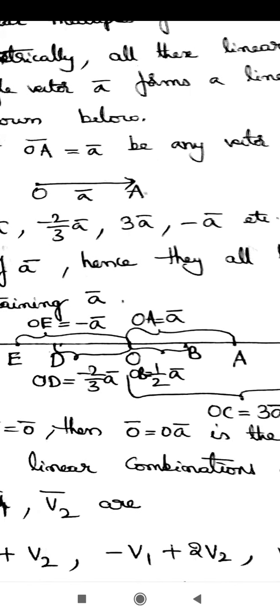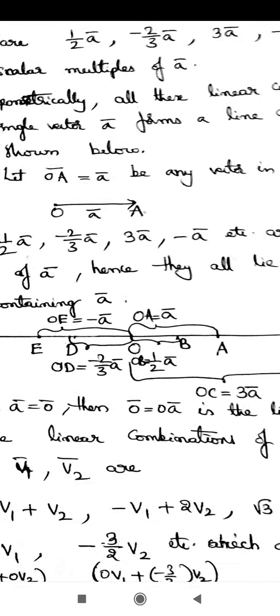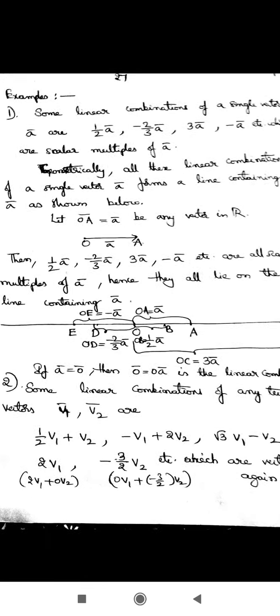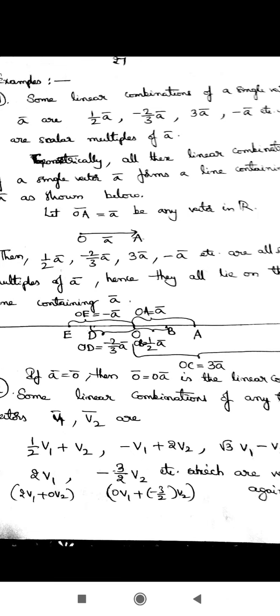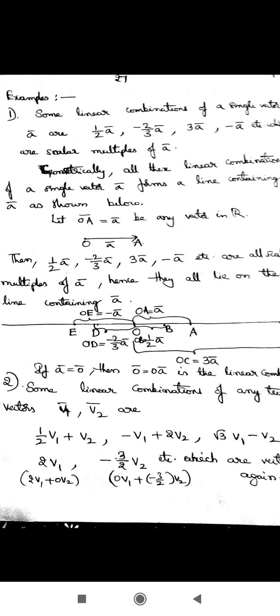We can also see that it has the same magnitude as OA, but it has the opposite direction. OA is in the opposite direction to OE with the same magnitude. So that is how, on a single line, that is on a real line, we can see all the scalar multiples of A bar including itself. So this is the geometric interpretation of the scalar multiples of A bar, which we are viewing as linear combinations.